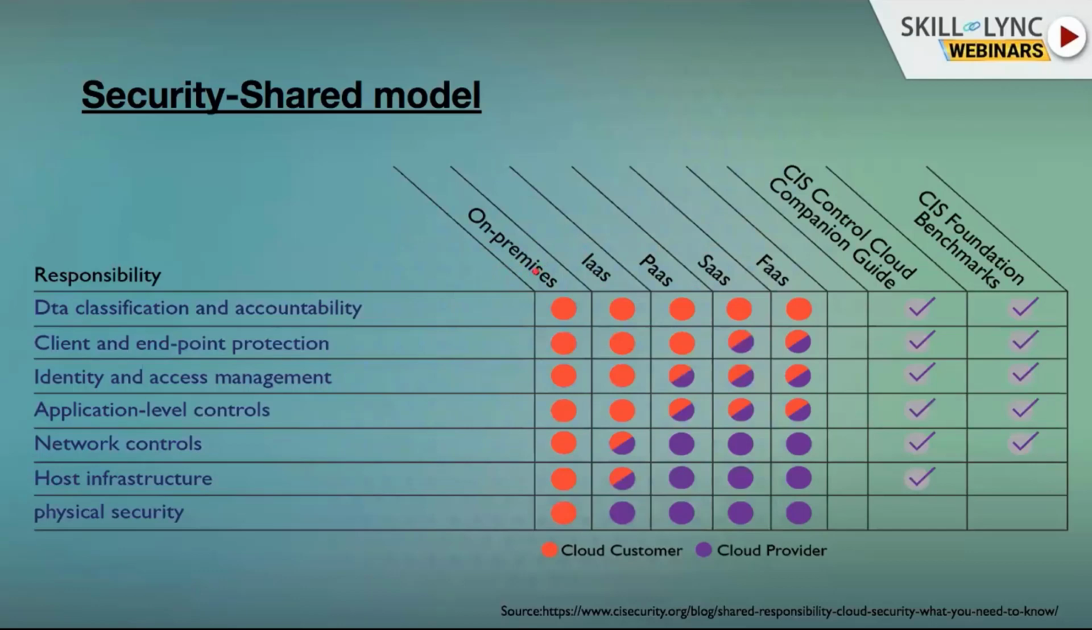So on-prem is something that is your data center. Your data center is called on-prem. Okay. So you see, the physical security, the host infrastructure, network control, application controls, identity and access management, endpoint protection, and data classification, right? All of that is your responsibility.